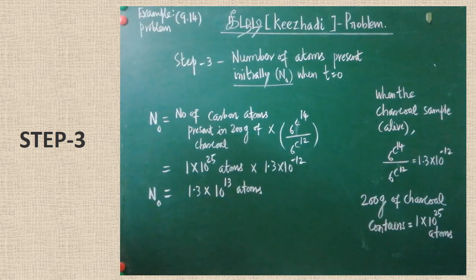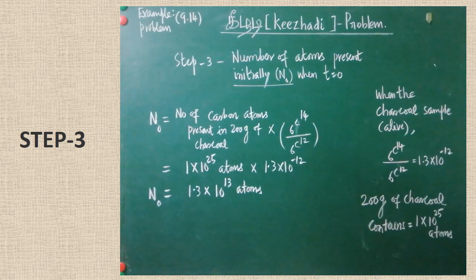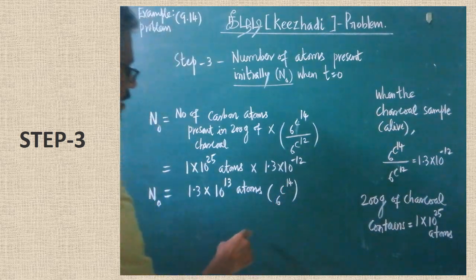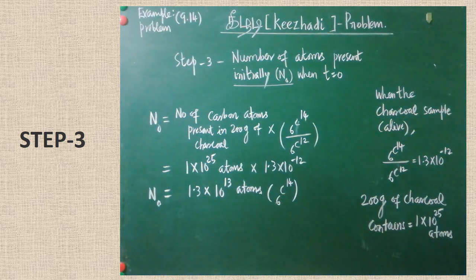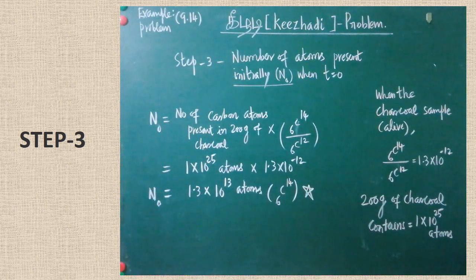We are talking about this one, that you should know. So the total number of which atoms? Carbon 14 atoms which were present initially when t is equal to 0. Specifically, these are all the number of atoms which are present. We are talking about radiocarbon. 1.3 into 10 to the power of 13 C-14 atoms were present when the decay starts. Very important data, very interesting data also. So this is the method. Now we have found N naught. So this is calculated in step 3.